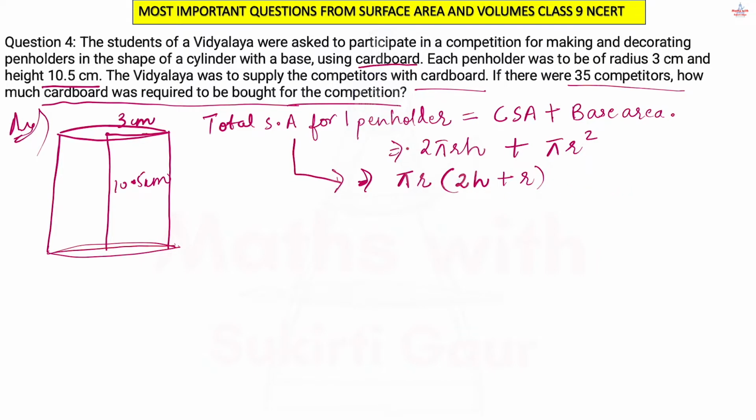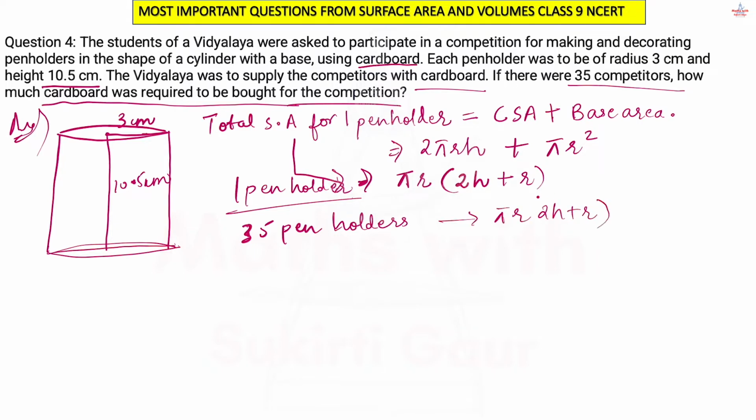Now we need to calculate this area for 35 pen holders. For one pen holder, this much area of cardboard is required. But for 35 competitors, what will we do? For 35 pen holders, we will multiply this by 35. This is as simple as that, into 35. Now we have done just an overview of this question.